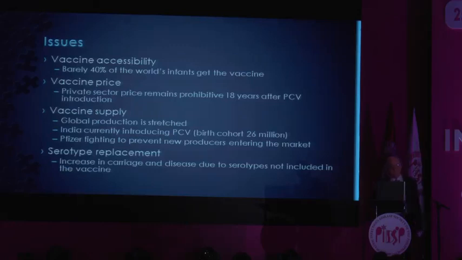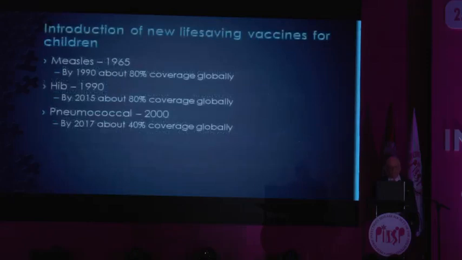The price continues to be a problem. Even 18 years after the vaccine was introduced, the price is prohibitive. And on top of that, we have global supply problems, and you can imagine how the India cohort of 26 million children has affected the global supply of vaccine. On top of that, there is a continuing problem of serotype replacement, and recent data from the UK has shown that serotype replacement is most evident not in the children who are being vaccinated, but in the elderly people who are contacts of those children, who are starting to get more disease caused by serotypes that were unusual years ago.